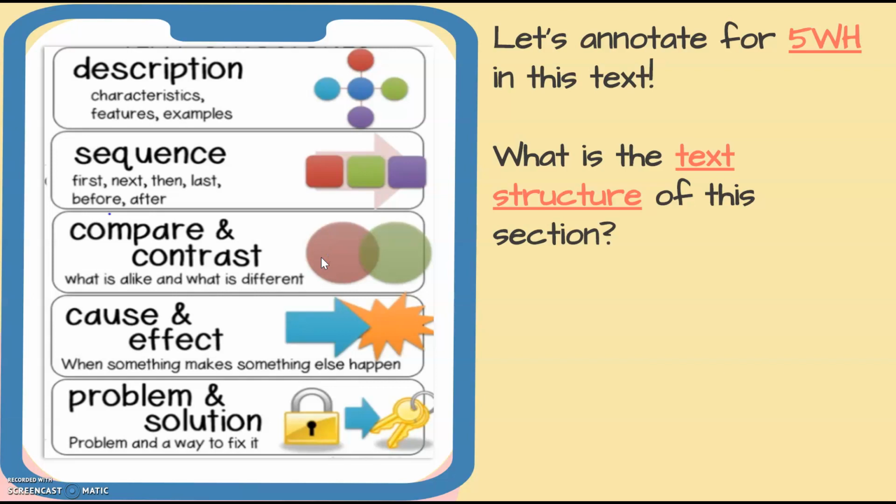What you're going to see us do together right now is annotate a part of the text for the 5 W's and H. We're also going to be determining what the text structure of this section is because this is going to play a big part in writing a summary. Let's go ahead and get started.